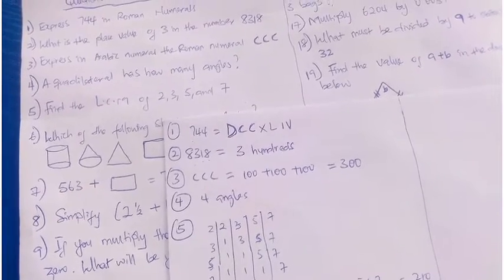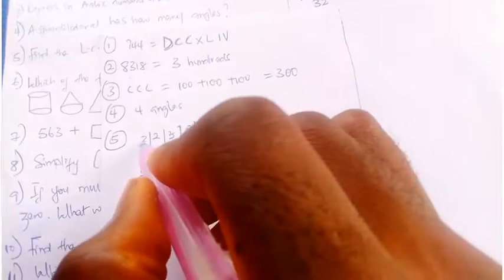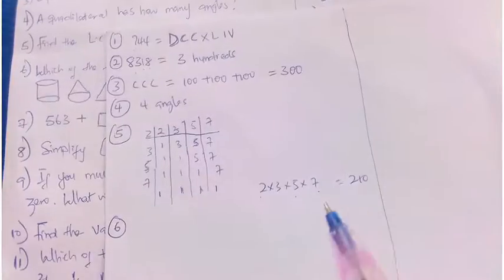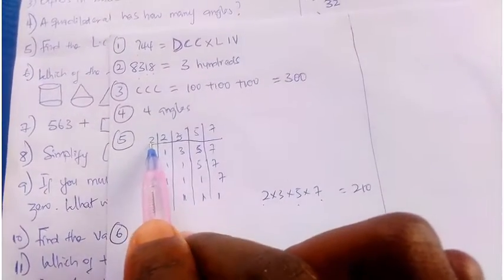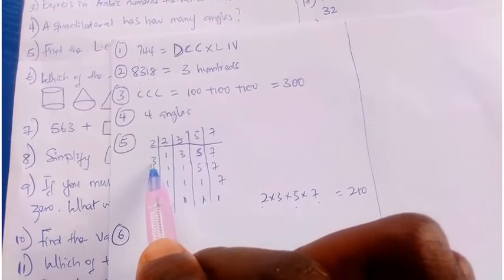Number 5 question says, find the LCM of 2, 3, 5, and 7. In this case, you split it down like this. 2, 3, 5, and 7, where 2 is the lowest common multiple here. That's 1, 3, 5, 7. 3 is the next lowest common multiple.